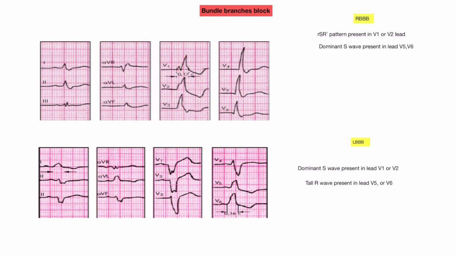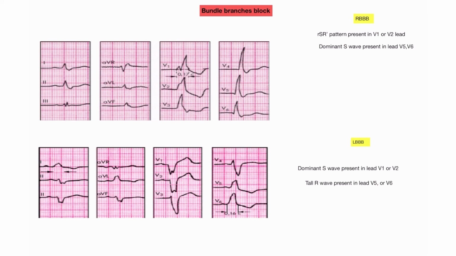The RSR pattern is visible in the case of right bundle branch block, and a dominant S wave is present in leads V5 and V6. In left bundle branch block, you will see a dominant S wave present in leads V1 and V2, and a tall R wave present in V5 and V6. So please learn this difference between right bundle branch block and left bundle branch block.